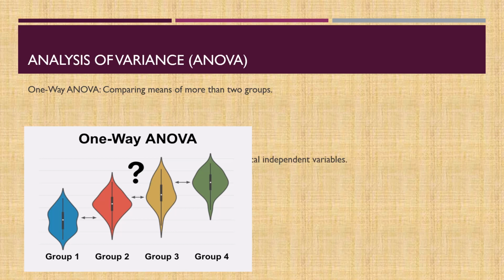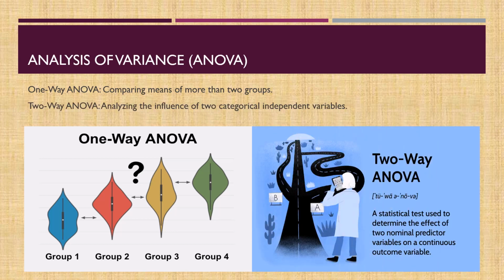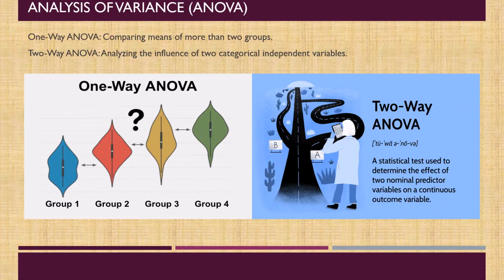It's a one-way ANOVA. There is a two-way ANOVA, which analyzes the influence of two categorical independent variables. For example, you want to know the time it takes for a man to reach town when he has used route A or route B. So it is used to determine the effect of two nominal predictor variables on a continuous outcome. In this scenario, the nominal predictors are route A and route B, and the continuous outcome is the time it takes to reach town.